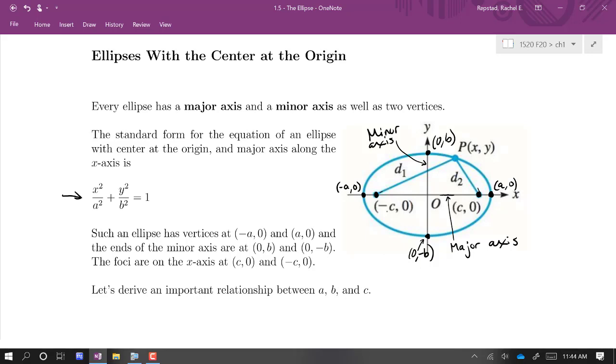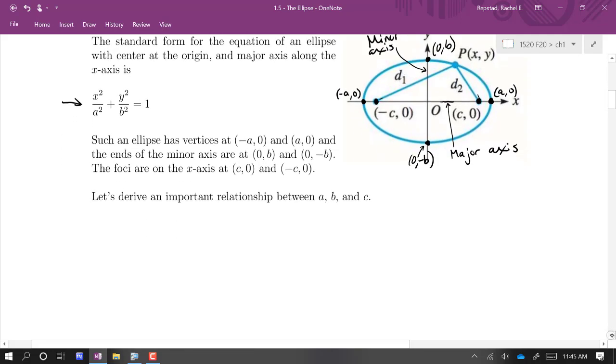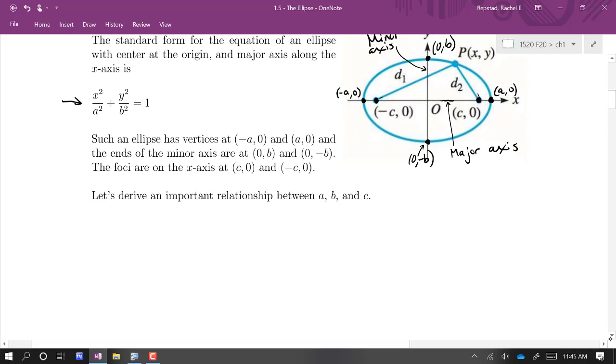Now, in any ellipse, even if it's located elsewhere, even if the center is not at the origin, A, B, and C will always refer to the distance from the center out to a vertex, out to the end of the minor axis, or out to a focus. And that'll be important to realize as we work through some problems. Now, this is the standard form for an ellipse that looks like the one over here on the right.